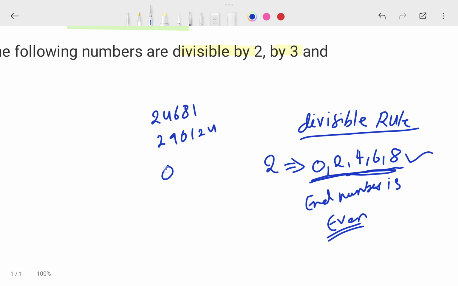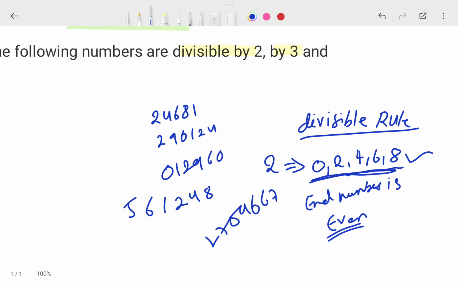This is given 0, 1, 9, 9, 6, 0. Okay, and this is given 2, 1, 6, 5, 4, 8. Okay, 48 it is given. And this is given something like 2, 0, 7, 0, 9, 6, 7. Now I'm asking you, in this one, which is divisible by 2 or not?